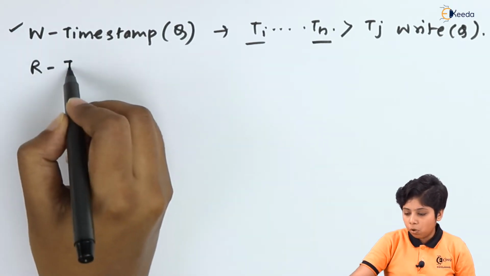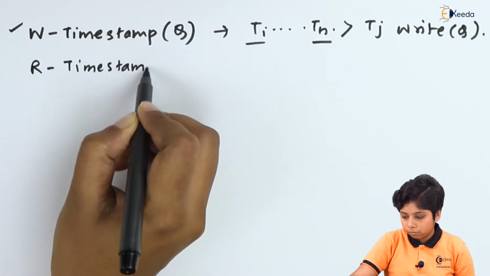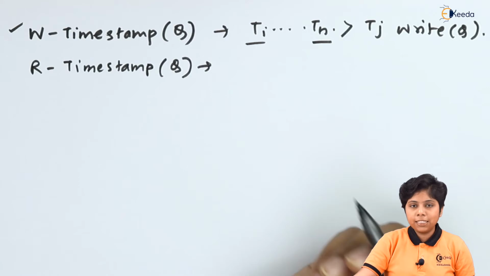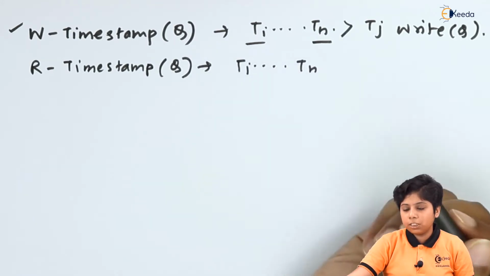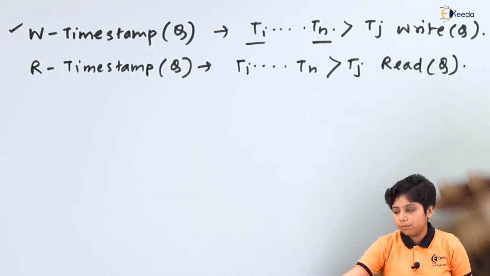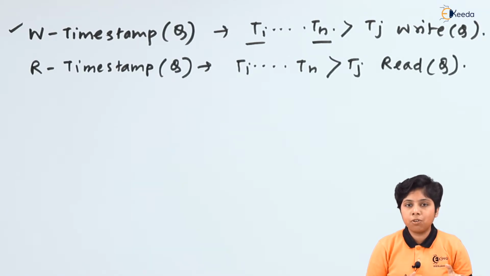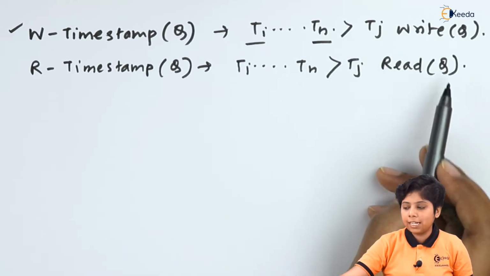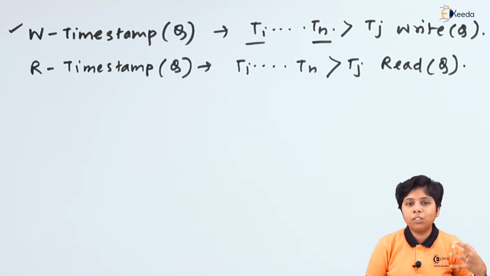Now the read timestamp Q, or R timestamp Q, suggests that if there is any transaction Ti to Tn that is greater than Tj for read Q, that means it is the largest timestamp for any transaction which is performing the read data access on data item Q. Now on this one also, if there is a new read, then we need to compare the new read timestamp with the previous R timestamp on Q. If it is a larger one, then we will assign this R timestamp Q as the new read Q. Otherwise we will retain the previous one as this R timestamp Q.